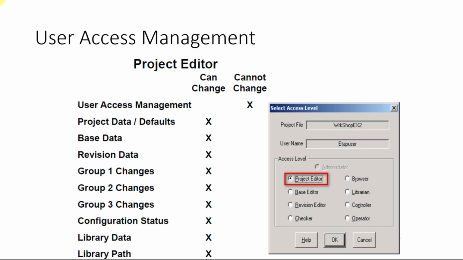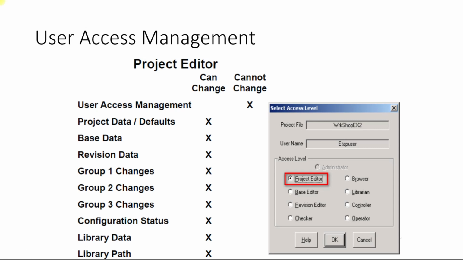When you open ETAP for the first time and try to create a new case, ETAP asks for the user management. This user management is very important for ETAP. So usually what we will do, we will either use the project editor or base editor. The project editor can create a new project, it can change the project. In short, it can perform anything that is available in ETAP.